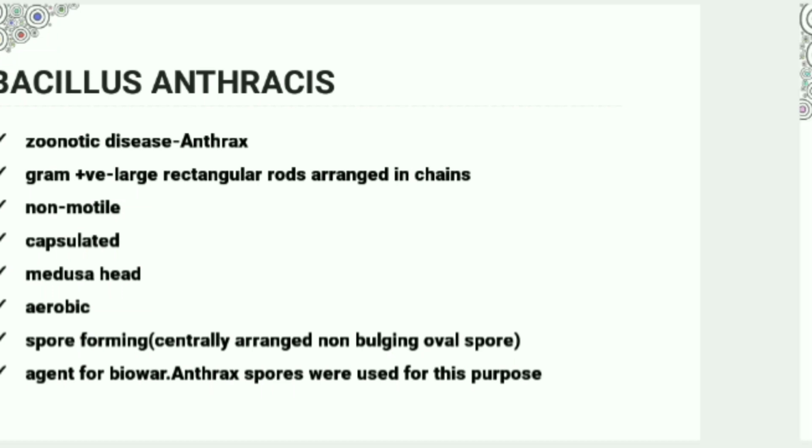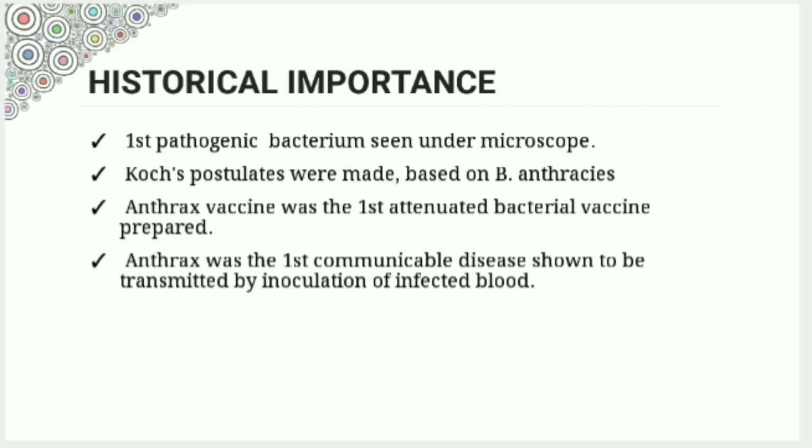Let's move on to the historical importance. First one, it's the first pathogenic bacterium seen under the microscope. Secondly, Koch's postulates were made based on Bacillus anthracis. The anthrax vaccine was the first attenuated bacterial vaccine prepared. Anthrax was the first communicable disease shown to be transmitted by inoculation of infected blood.